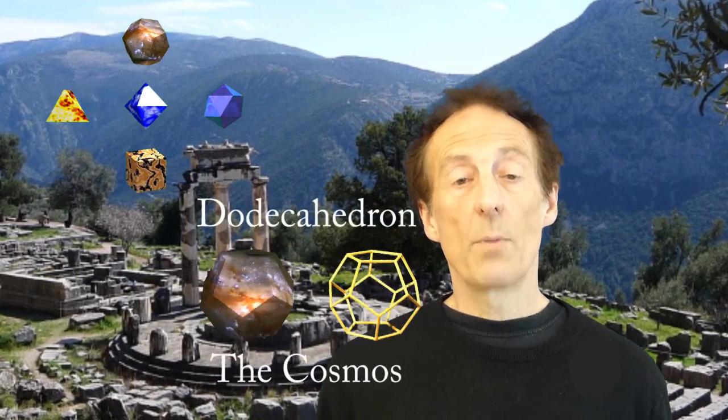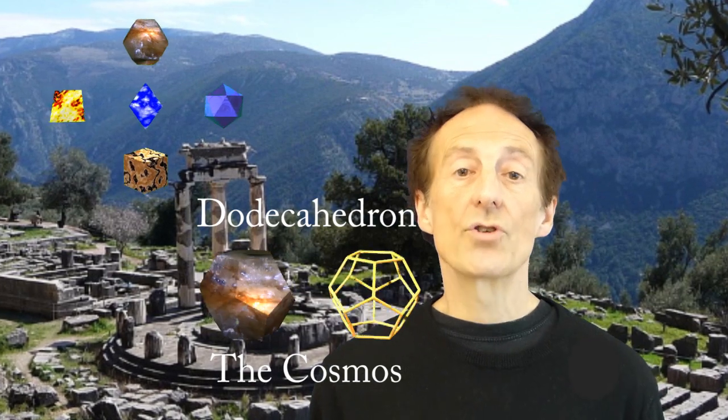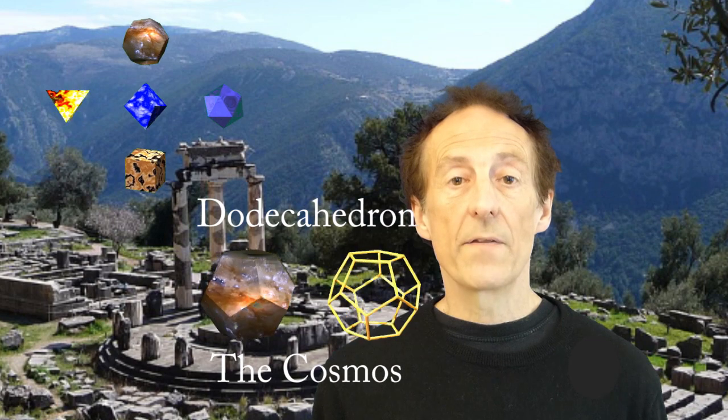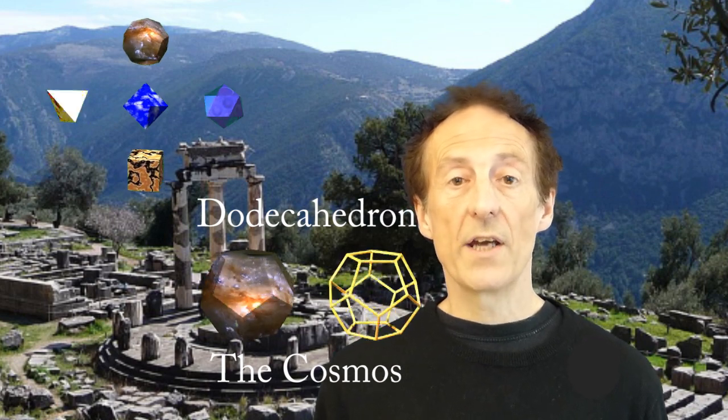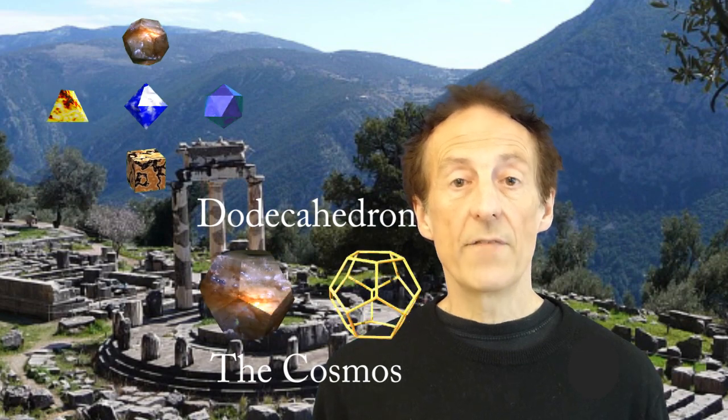And the 5th regular polyhedron, the dodecahedron, Plato identified with the structure of the cosmos as a whole. And the idea seems to have been that the heavens were formed of a 5th ethereal element, unlike the 4 terrestrial elements. And this idea was later taken on by Aristotle, and the 5th element became known as the quintessence. So it had a sort of spiritual dimension to it.